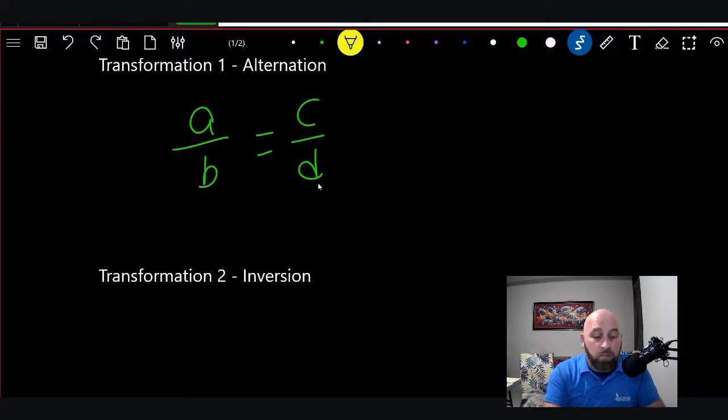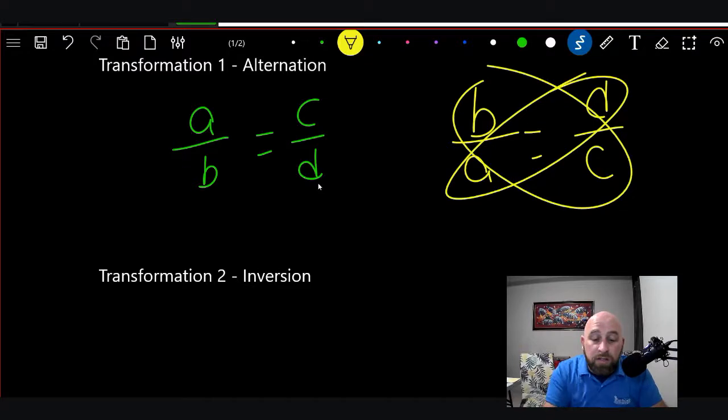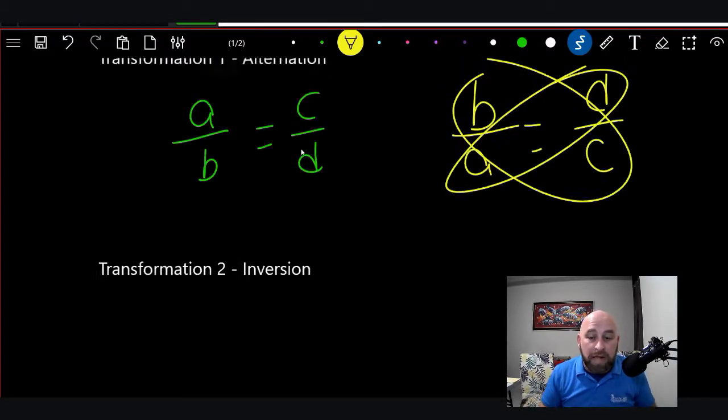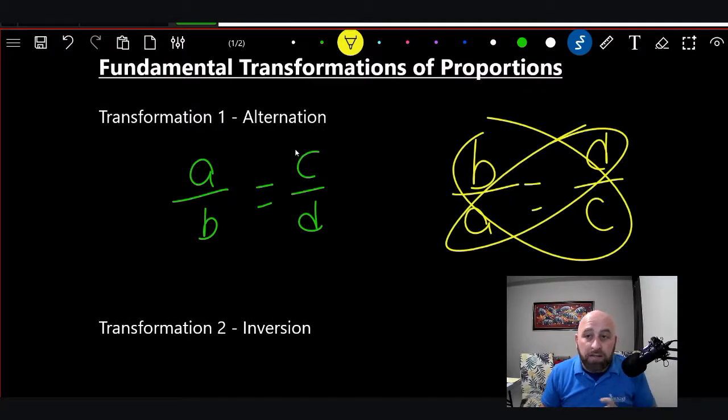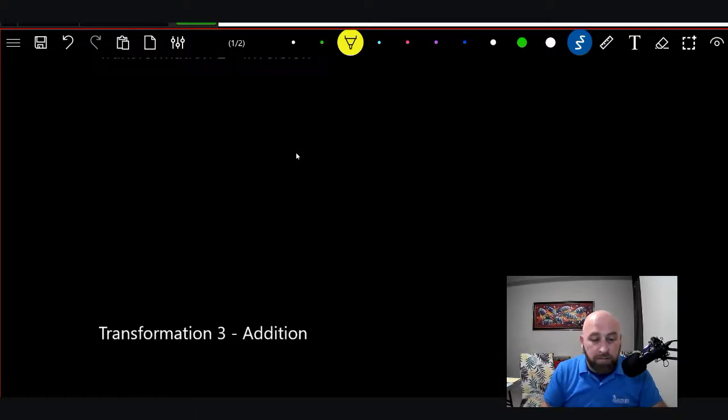What you can do is you can invert these, and I did that. B over A equals D over C. That's inversion. Okay. So again, as long as you keep A and D together, and as long as you keep B and C together, you can move them around however you want to move them around. But you cannot mix them up. You can't say, oh, I'm going to put A and B together. No, you can't do that, because now you're switching the means and the extremes, and now you've messed up the proportion. Okay. All right, inversion. So that one kind of took care of itself.